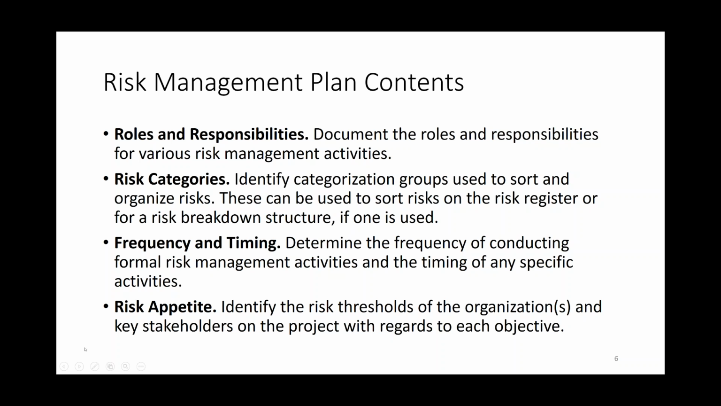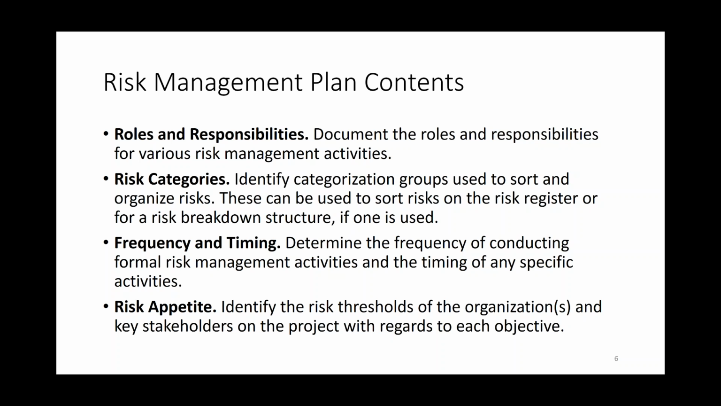When we talk about risk categories, what you're looking for is, what are the potential sources of risk? Like there's a bunch of risks associated with vendors, or there's a bucket of risks associated with the city. So we want to look at what are those big categories. And then I mentioned frequency and timing, like how often do we do risk management? And then risk appetite talks about the threshold of the organization and the stakeholders with regards to each objective. And when I say threshold, what I mean is that point at which you take action.